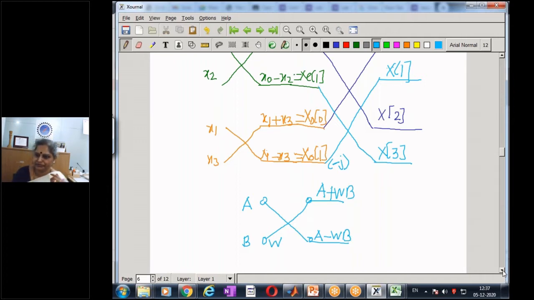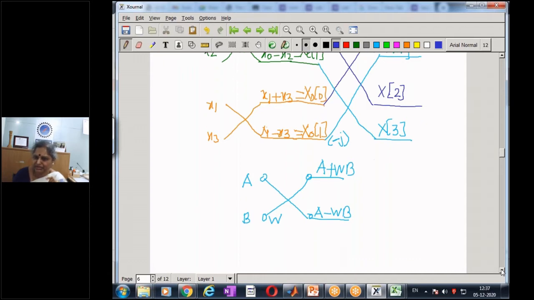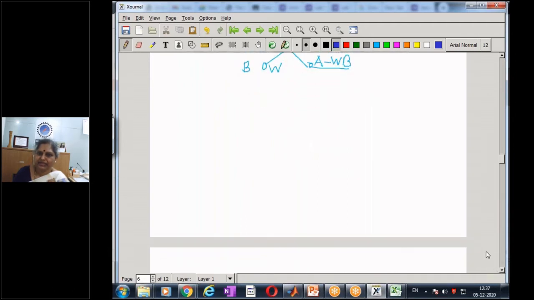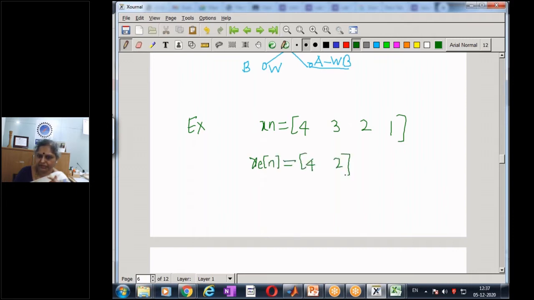So this is how we compute. And so what we find is we are getting a 4-point DFT by computing the 2-point DFT of the two sequences. So let's take an example which we have already seen and we are familiar with the result. Let's take an example of say xn given by 4, 3, 2, 1. In which case my even terms become 4 and 2, whereas my odd terms are going to be 3 and 1.